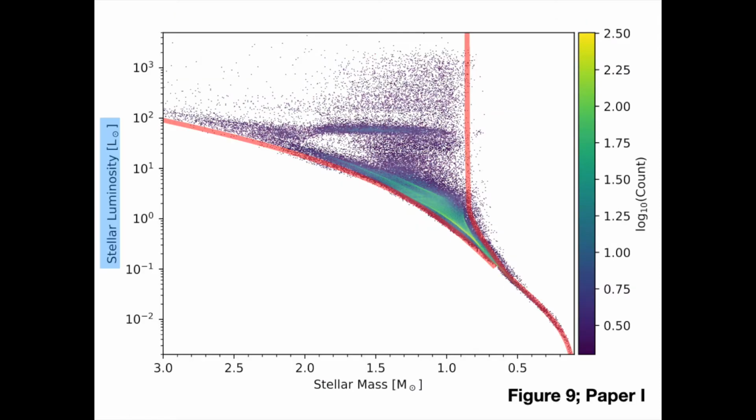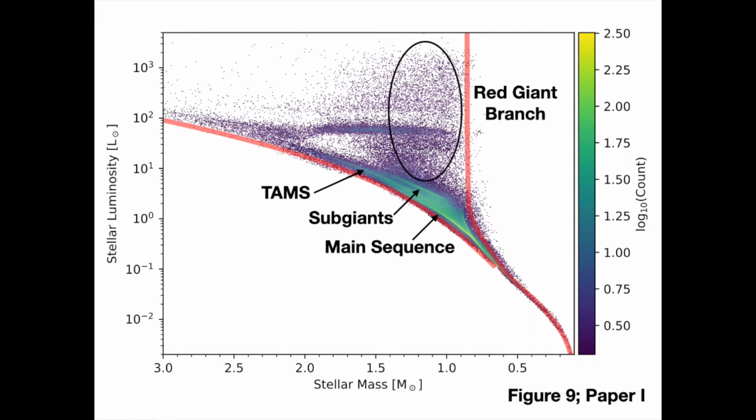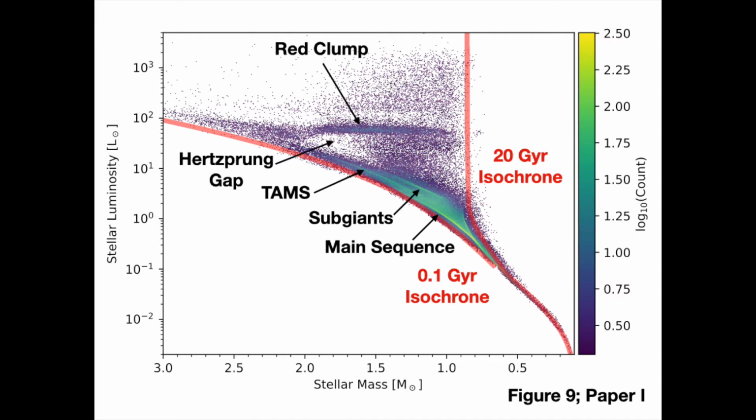Here's a plot of stellar luminosity versus stellar mass, which shows how stars of different masses evolve. All of the least massive stars do not have enough time in the age of the universe to evolve, while the more massive stars do evolve, from exhausting their hydrogen in their cores and becoming subgiants to hydrogen shell burning up through the red giant branch until igniting helium in their cores and settling on the red clump. In red are the 0.1 gigayear and 20 gigayear isochrones at solar metallicity to guide the eye. We can also see other evolutionary signatures such as the Hertzsprung gap, secondary red clump, and the AGB bump.